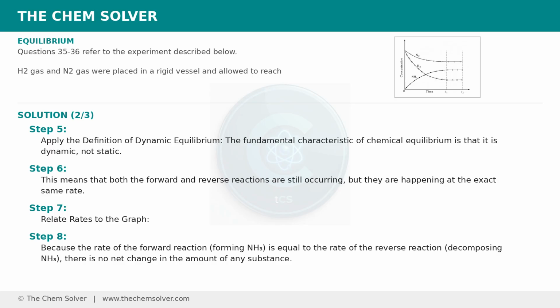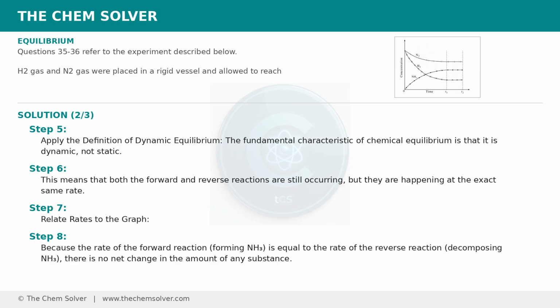Apply the definition of dynamic equilibrium. The fundamental characteristic of chemical equilibrium is that it is dynamic, not static. This means that both the forward and reverse reactions are still occurring, but they are happening at the exact same rate.